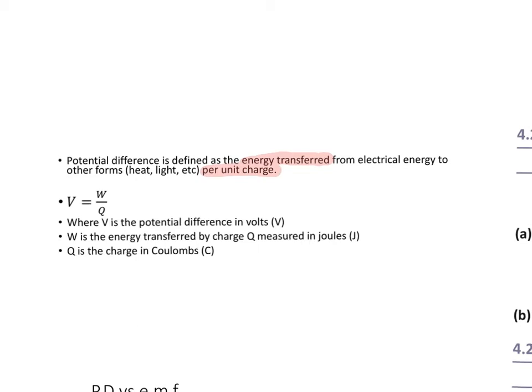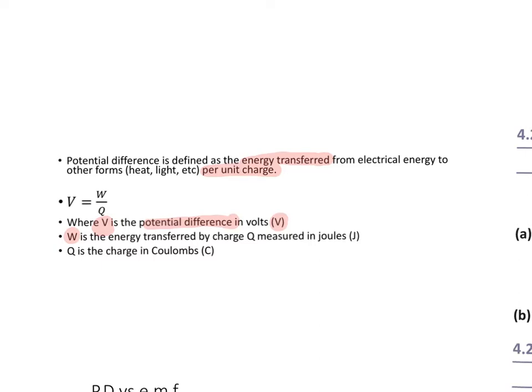I wrote a little bit extra here. It's the energy transferred from electrical energy to other forms of energy like heat, light, in a light bulb, for example, per unit charge. The symbol for potential difference is V, and it's always measured in volts. The energy transfer is W.